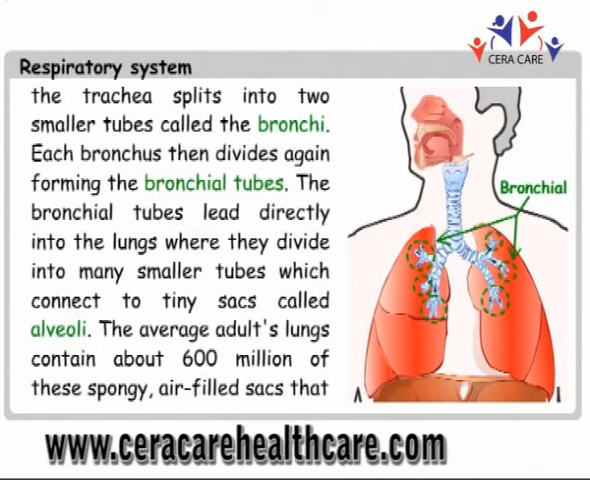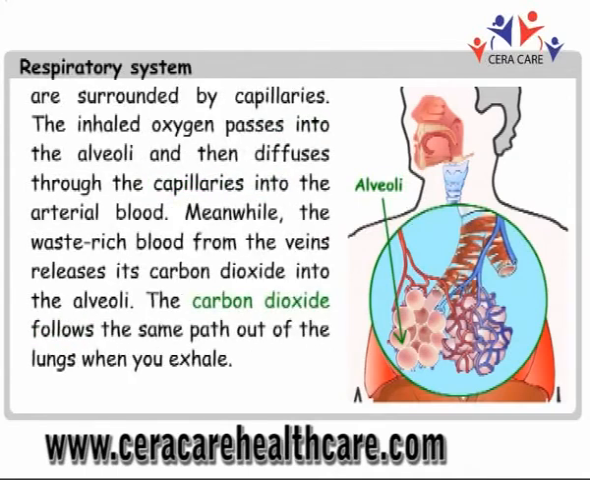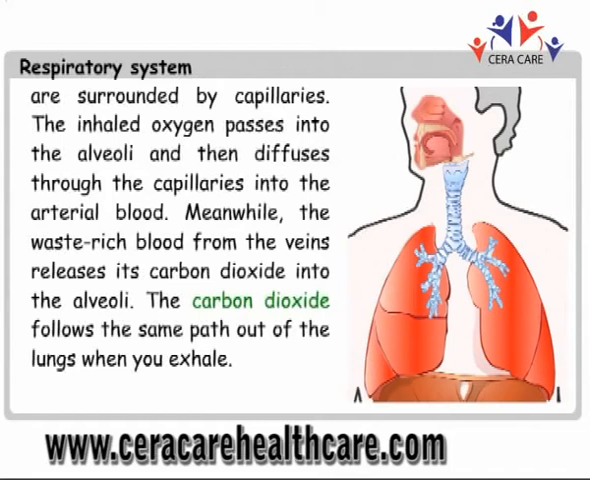The bronchial tubes lead directly into the lungs, where they divide into many smaller tubes which connect to tiny sacs called alveoli. The average adult's lungs contain about 600 million of these spongy, air-filled sacs that are surrounded by capillaries. The inhaled oxygen passes into the alveoli and then diffuses through the capillaries into the arterial blood. Meanwhile, the waste-rich blood from the veins releases its carbon dioxide into the alveoli. The carbon dioxide follows the same path out of the lungs when you exhale.